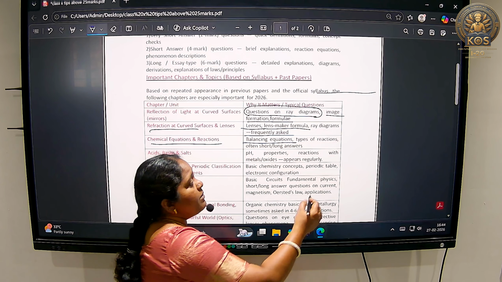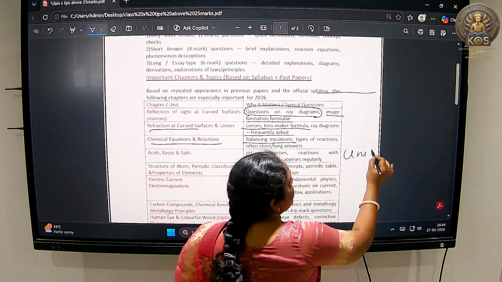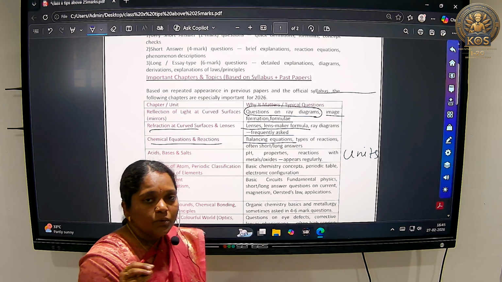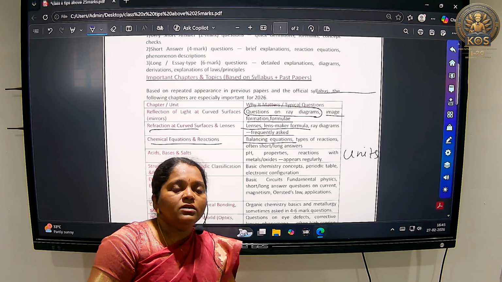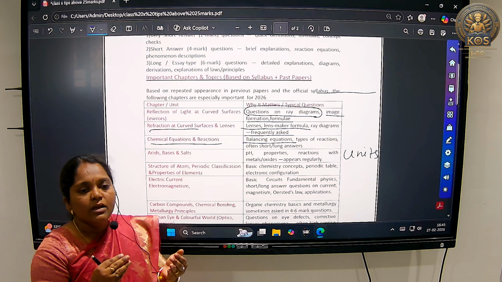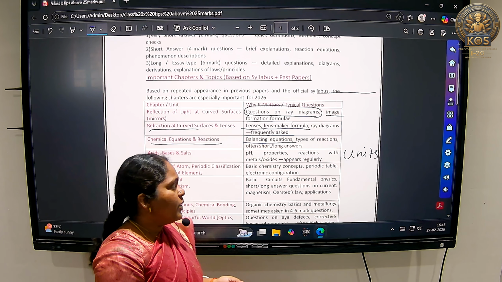And after the answer, mentioning the units is also very important. Units carry half a mark in the answer. If you don't mention the units, we may think they are not needed, but they are very important.